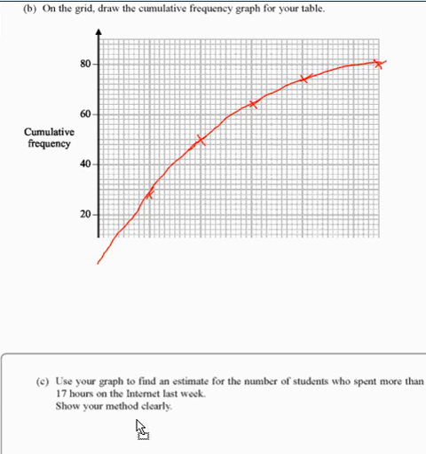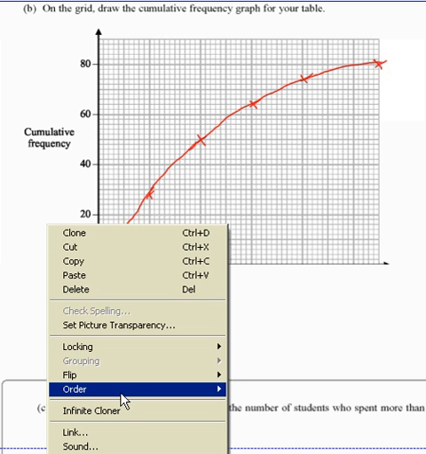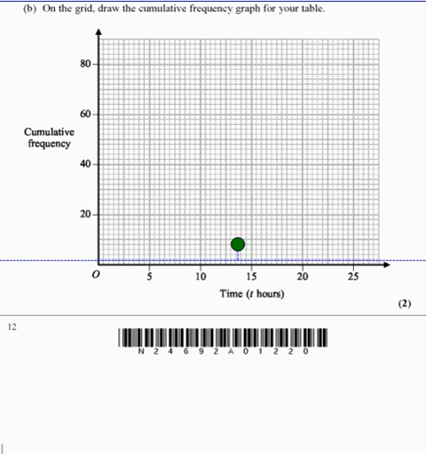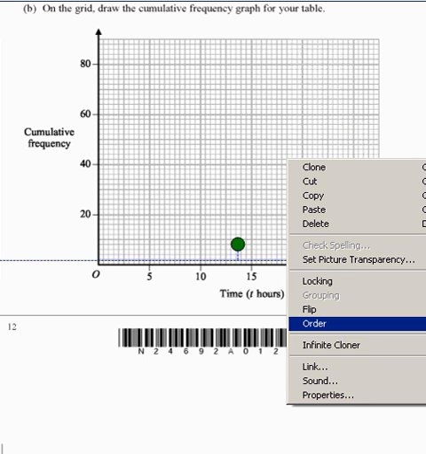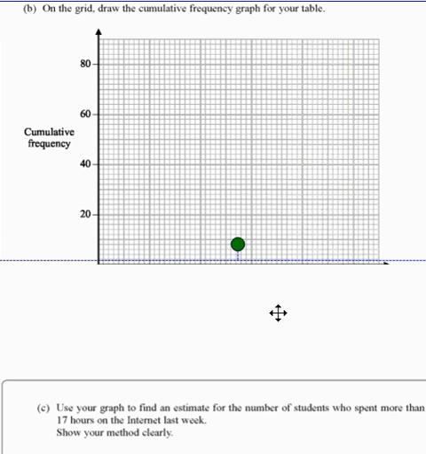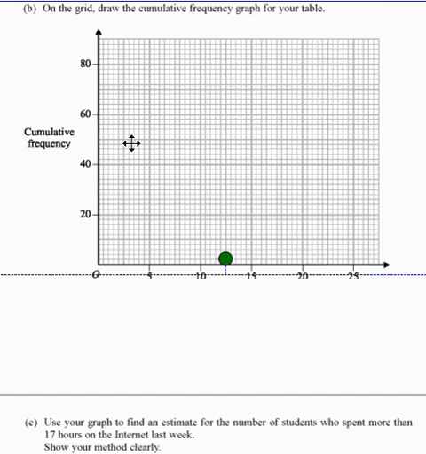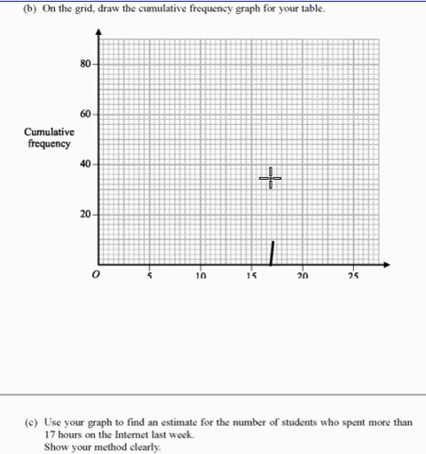Okay. Let's see if we can reveal enough of the graph to solve this. No. Okay. Interesting. I should have thought about this. Okay, more than 17 hours. So what we need to do is go on the graph, which has now disappeared, helpfully, and we'd find out the cumulative frequency at 17, which would be here. And we go up to the graph, which looks something like that. I'm going to put the graph back in.